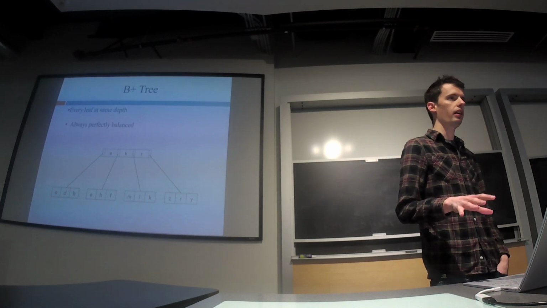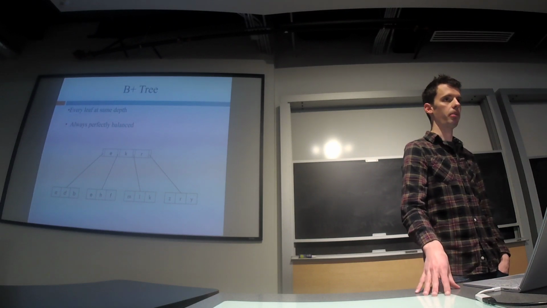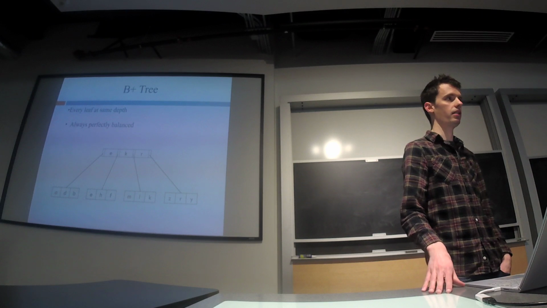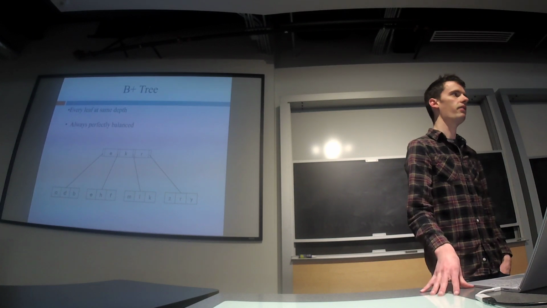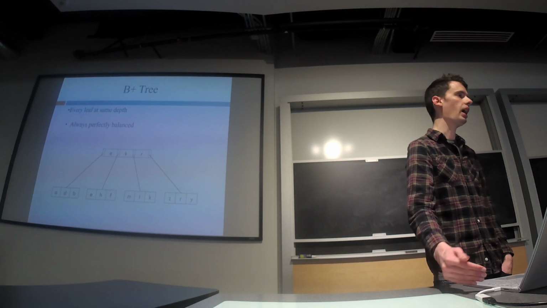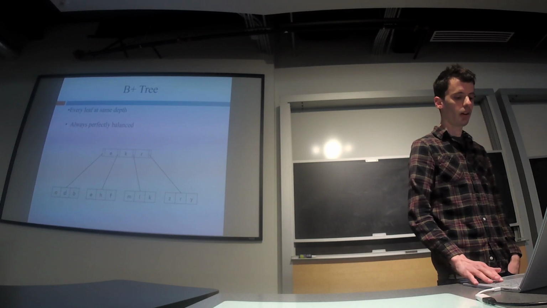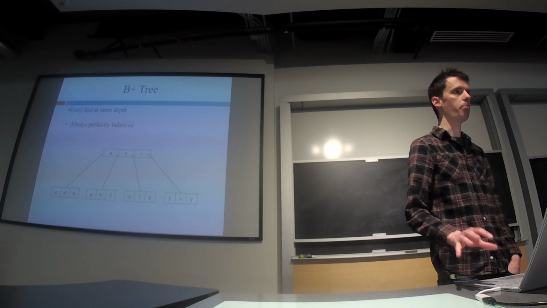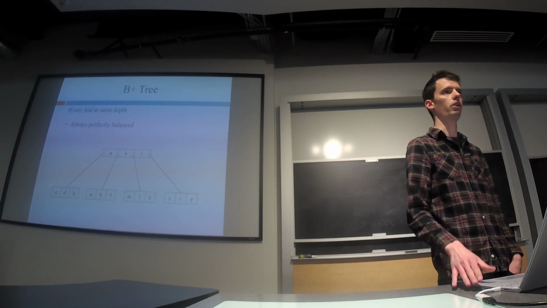So in a B tree, every leaf has the same depth, and that is the definition of perfect balance. So we are never going to have a suboptimal height for any B tree, which is going to guarantee a minimal number of pages accessed to find anything we're looking for.